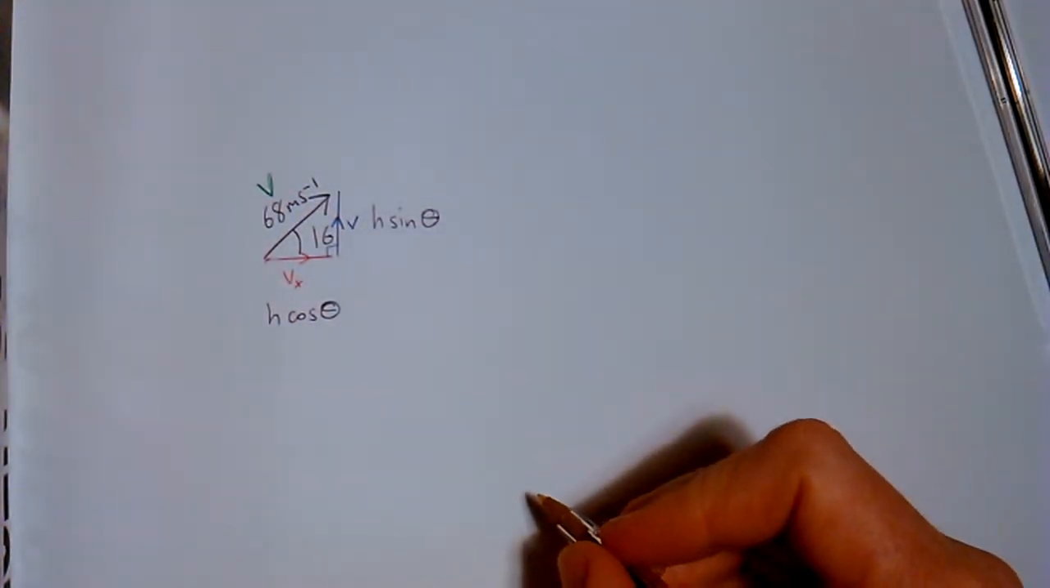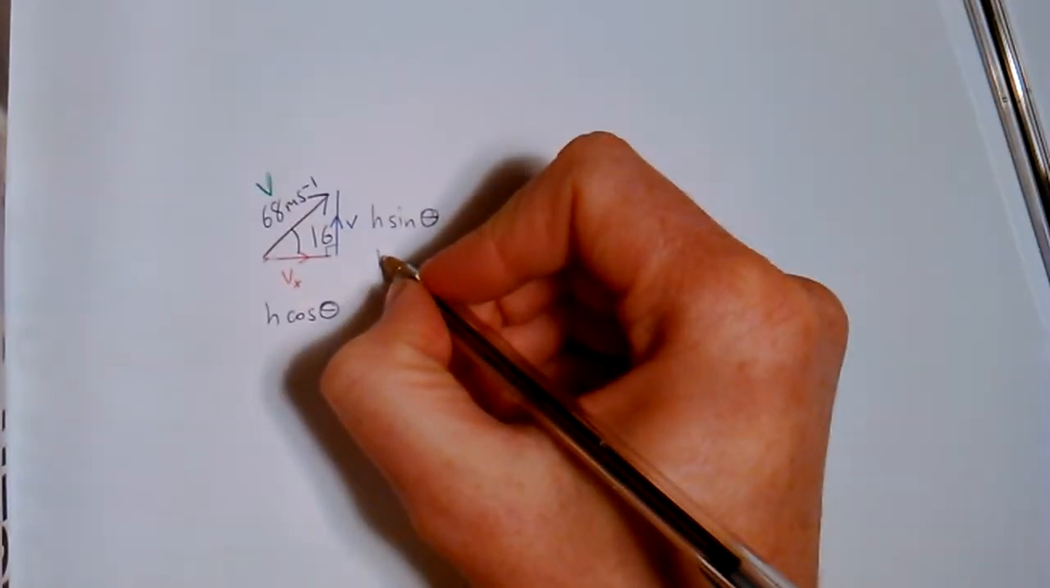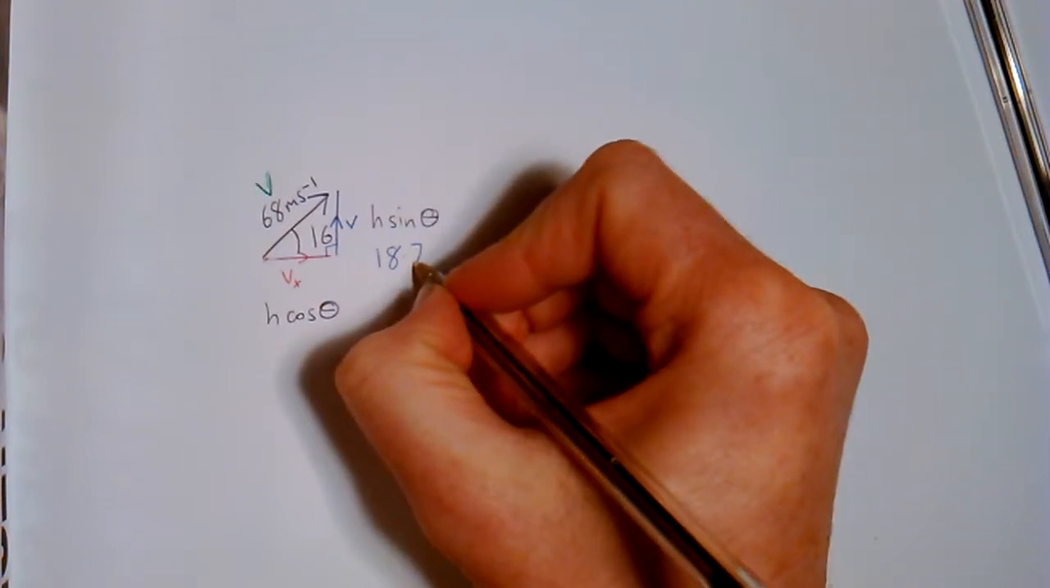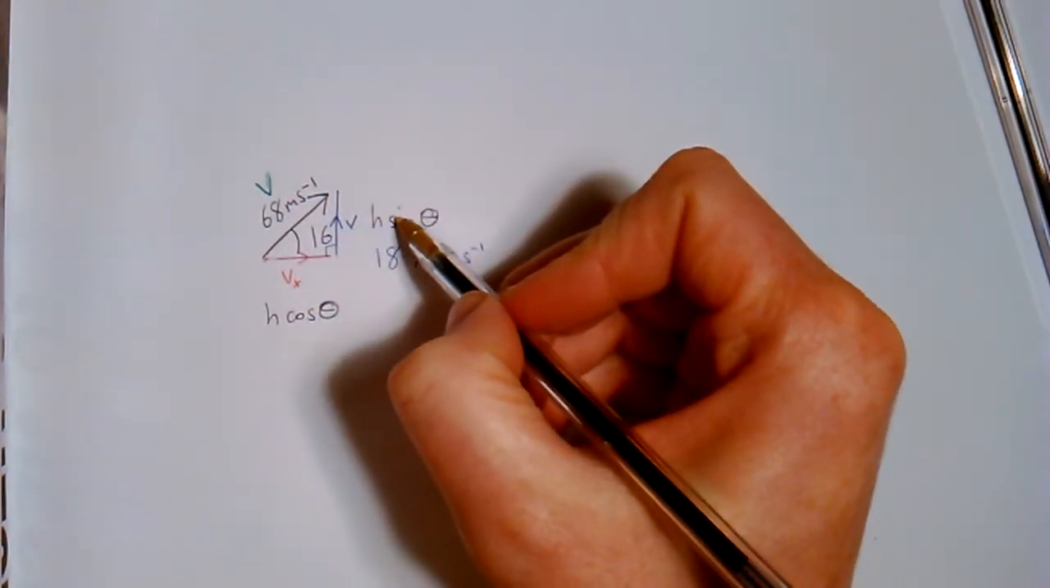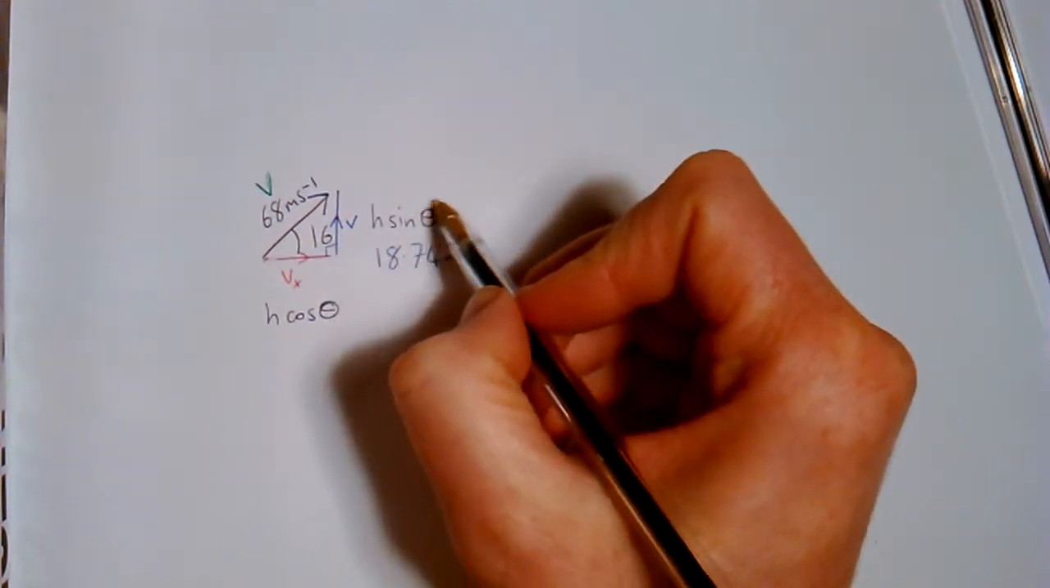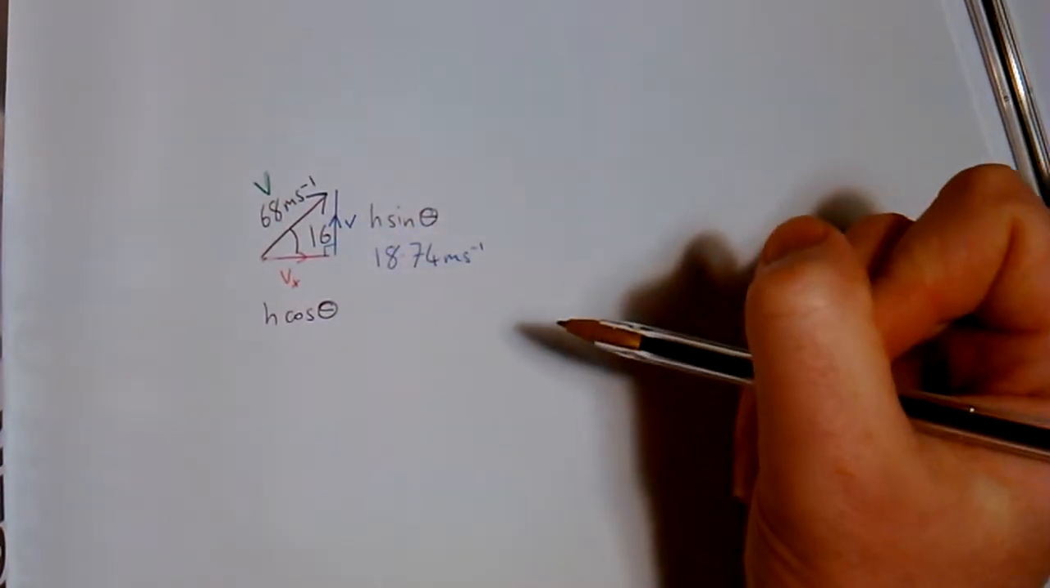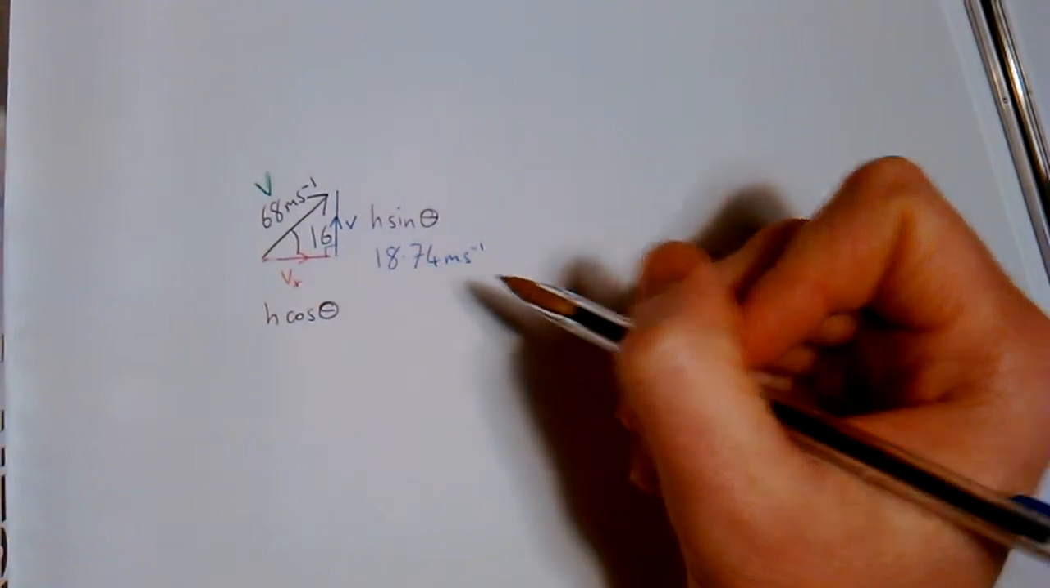So h sine theta, put that into our calculator, and that should come out with an initial vertical velocity of, in this case, 18.74 meters per second. Okay, 68 sine brackets 16 close brackets. Make sure your calculator is set to degrees for this, or else you'll get some funny answers.